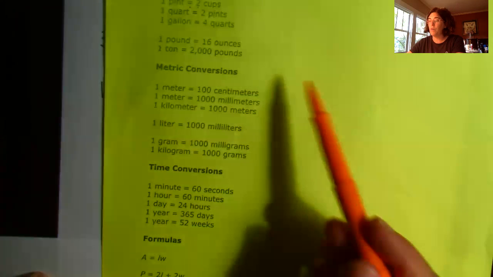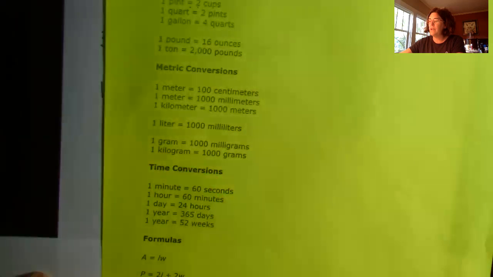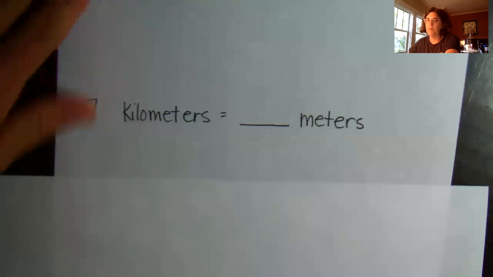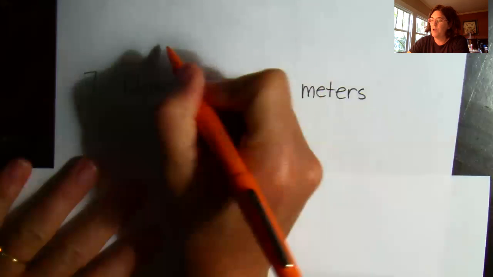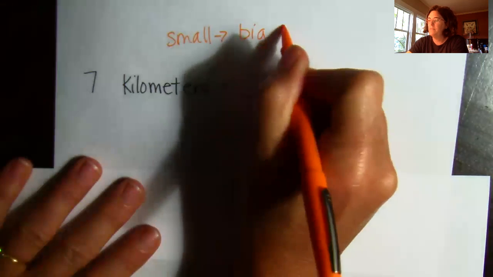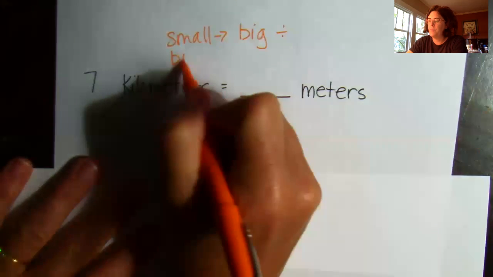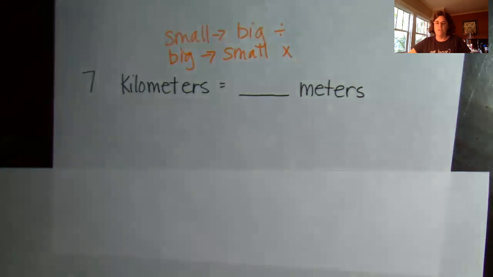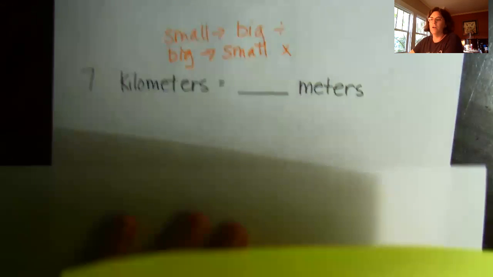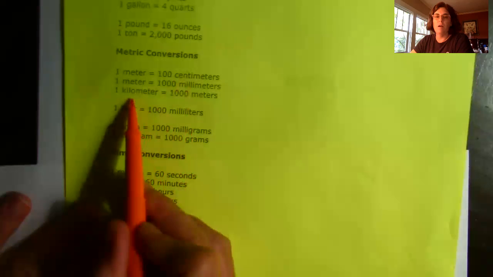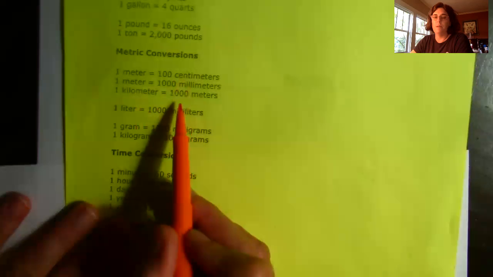So on your reference sheet, it's going to be this middle section, the metric conversions. So let's go ahead and work one problem together. And remember, we're still going from small to big, we divide. And when we go from big to small, we multiply. All right, so let's find kilometers and meters on our conversion chart. I see 1 kilometer equals 1,000 meters.